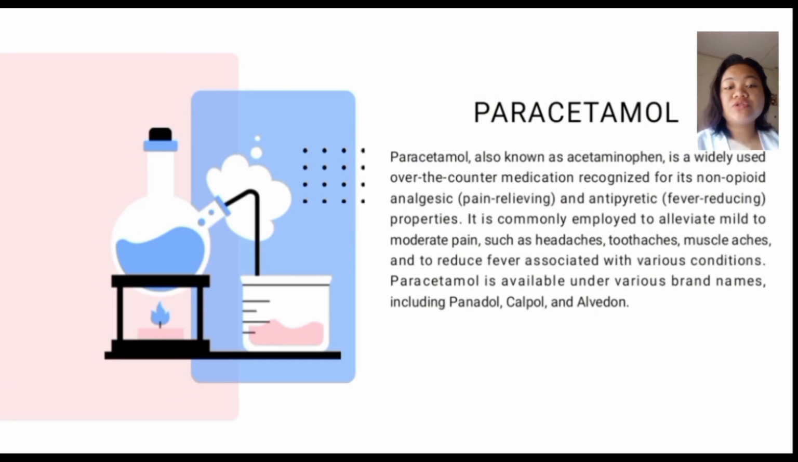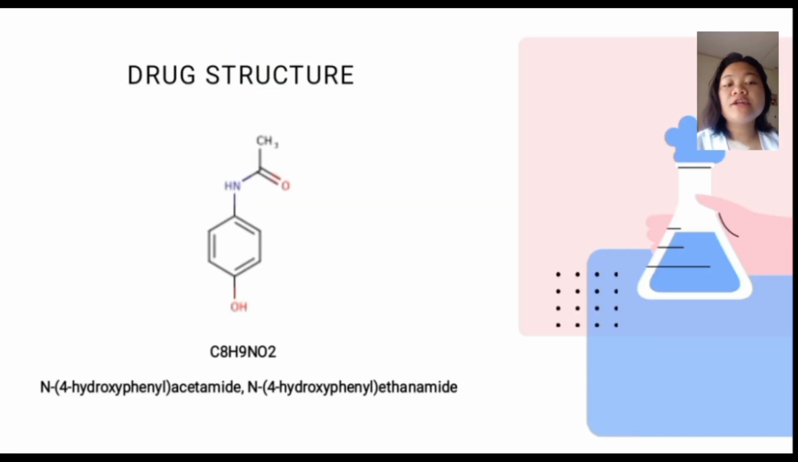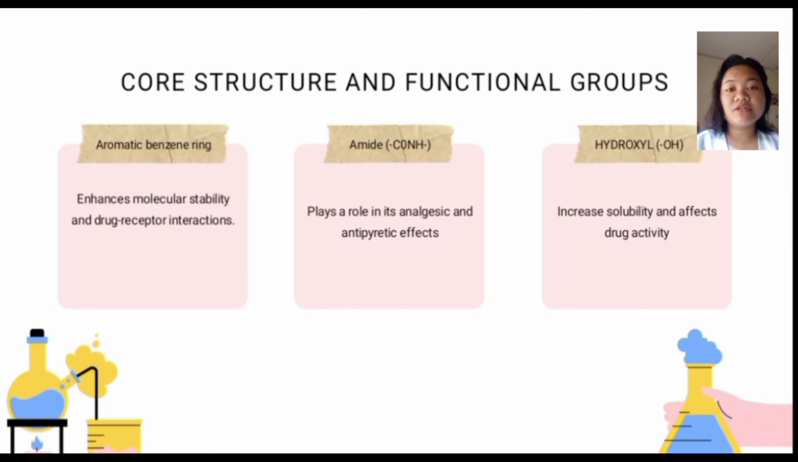So this is the drug structure. It is also known as N-4-hydroxyphenyl acetamide and N-4-hydroxyphenyl ethanamide. So next is the core structure and functional groups. So we have the aromatic benzene ring, which enhances molecular stability and drug receptor interactions. The amide CONH plays a role in its analgesic and antipyretic effects, and we have the hydroxyl OH, which increases solubility and affects drug activity. So next is the SAR feature.